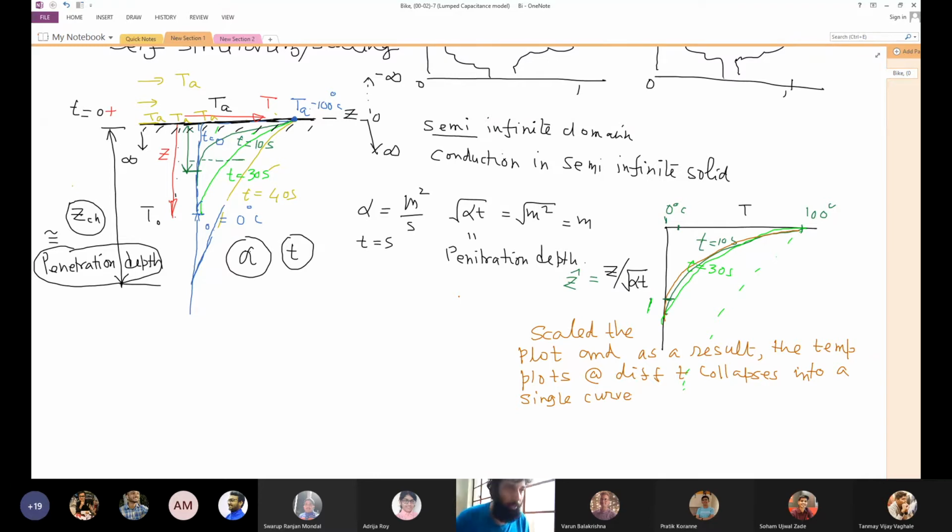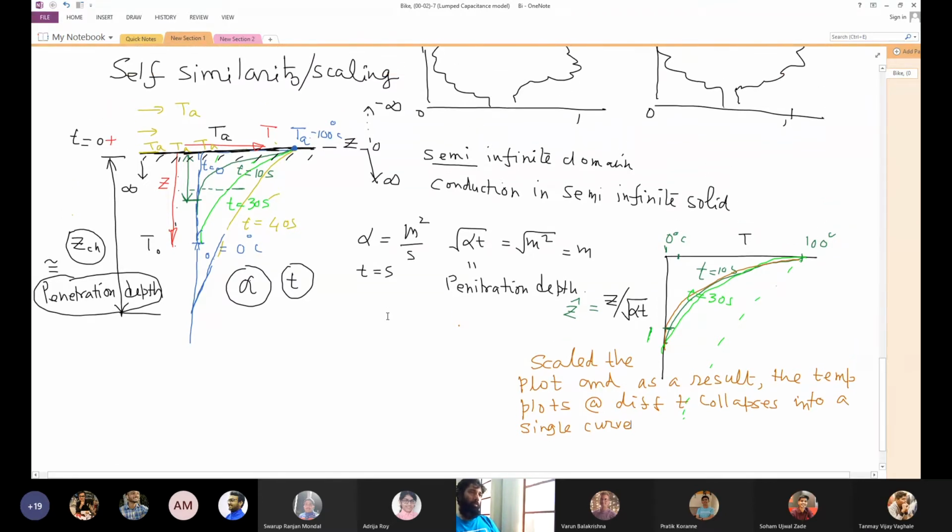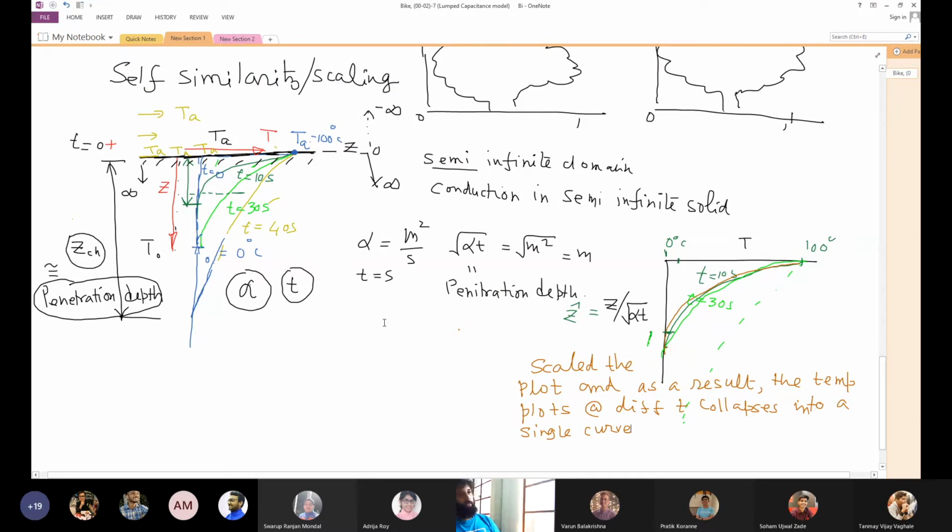So that is what happens. This scaling behavior is observed for this system, and so this differential equation also obeys this scaling behavior exactly. Once you scale z by square root of alpha t, all these plots collapse into a single plot. Digest this fact. This is the most crucial part of what we will discuss today. If you understand all we discussed thus far, there is nothing else to stop you from mastering this particular topic.